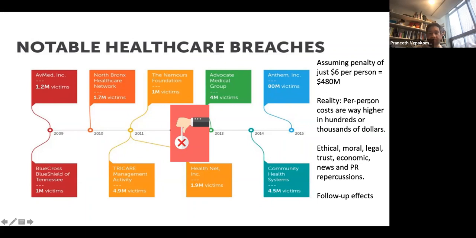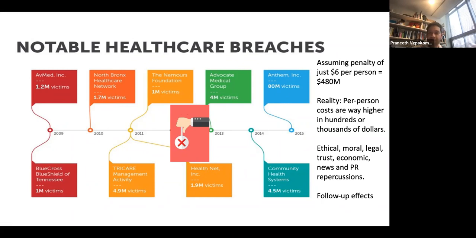So there's a ton of breaches that we keep hearing about, and this is just a sampling of those, just to give you an idea of the scale of it. And this is just within healthcare, within a specific set of companies. And this is by no means all-inclusive, right? The scale of it is much bigger than what's in the slide. As you see, most of these breaches are in millions of victims, data being breached.